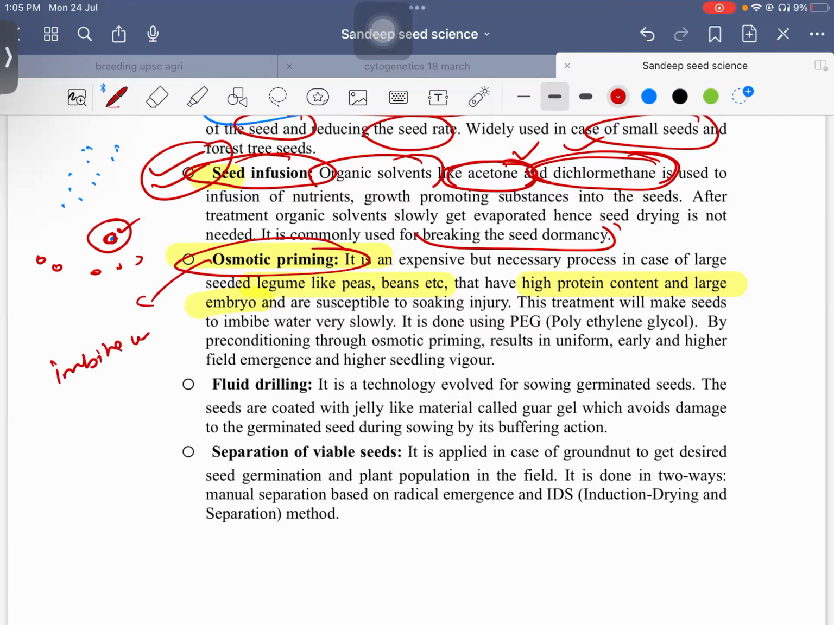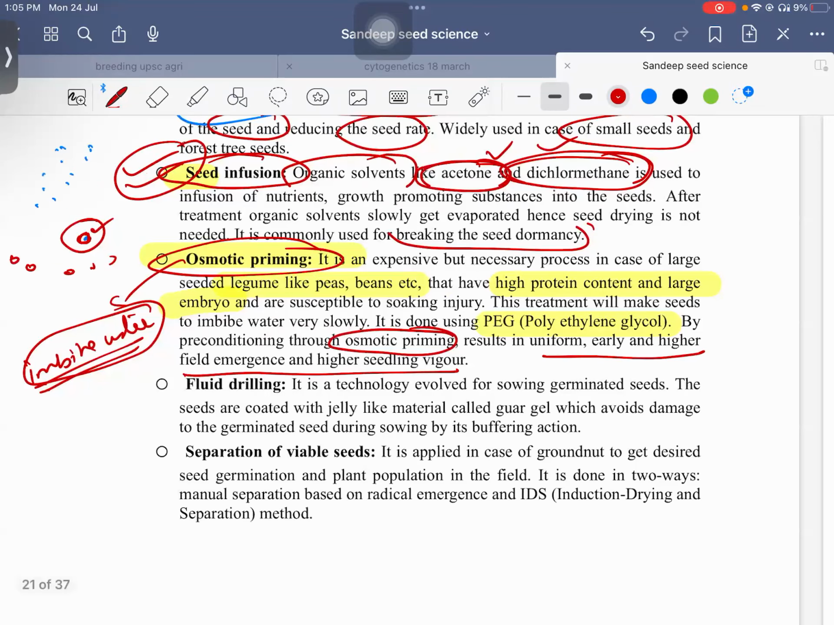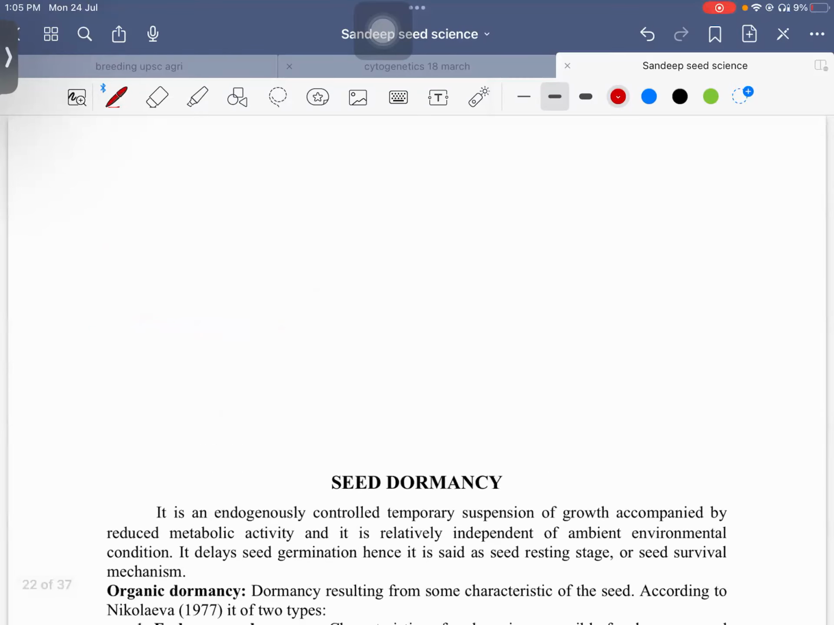This is done to imbibe water because the seed coat would be hard and it will not be able to germinate. So we use this chemical polyethylene glycol, which is a very important chemical. Polyethylene glycol, you will study it in the dormancy chapter also. It is used for breaking dormancy. When we use this chemical, the imbibition of water will increase, by which there will be better germination. Also this osmotic priming will lead to uniform and early field emergence. So deep dormancy, I have already made one video.